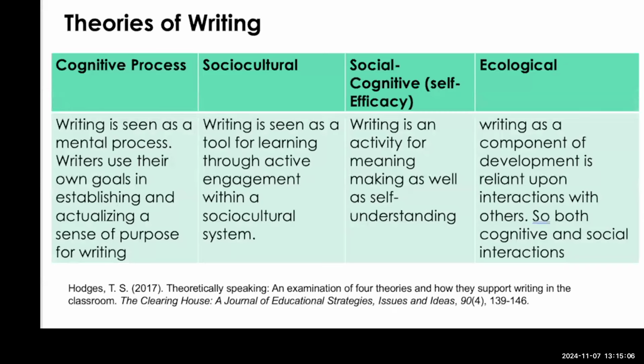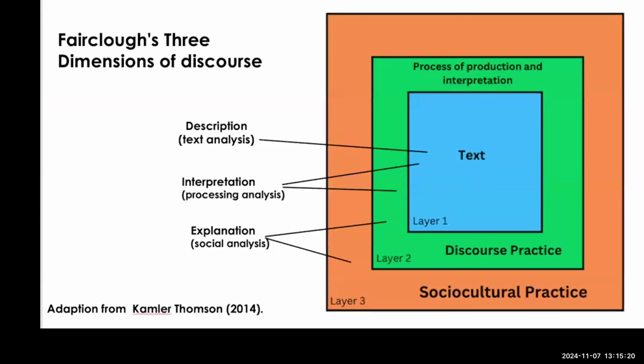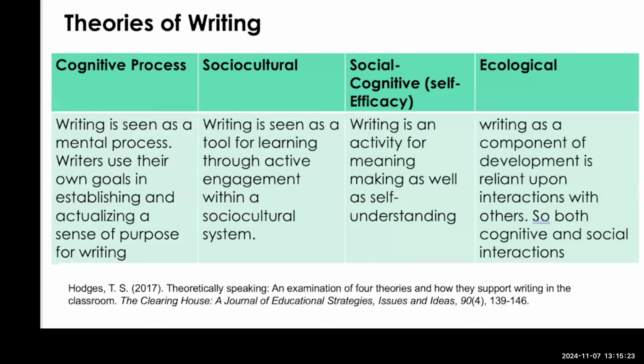I really like this, the theories of writing, because it recognizes that writing is complex and interrelated, or interconnected. If we were to go back again to the Flower and Hayes approach, we'd recognize it's interconnected. And from looking at Hodges' framework of theories of writing, I think it really helps us to see that writing can be seen as a cognitive process. It can be seen as a socio-cultural process, as we look at the Flower and Hayes process, a social cognitive self-efficacy process, ecological, all right? So you see this from different standpoints.